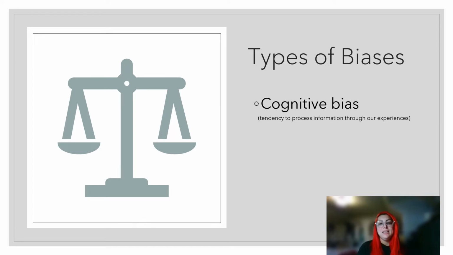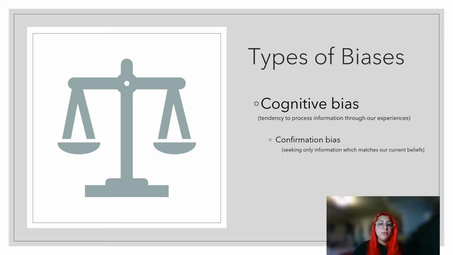So the types of biases that come into play for experts specifically, and people in industry, in any professional sense, are cognitive biases. And these are the tendency to process information through our experiences. As I mentioned, we're a product of our environment, and based on what we have learned through our lives, we form biases and essentially stereotypes about people and places and things, and what we know of the world. And we can have those come into play in different ways.